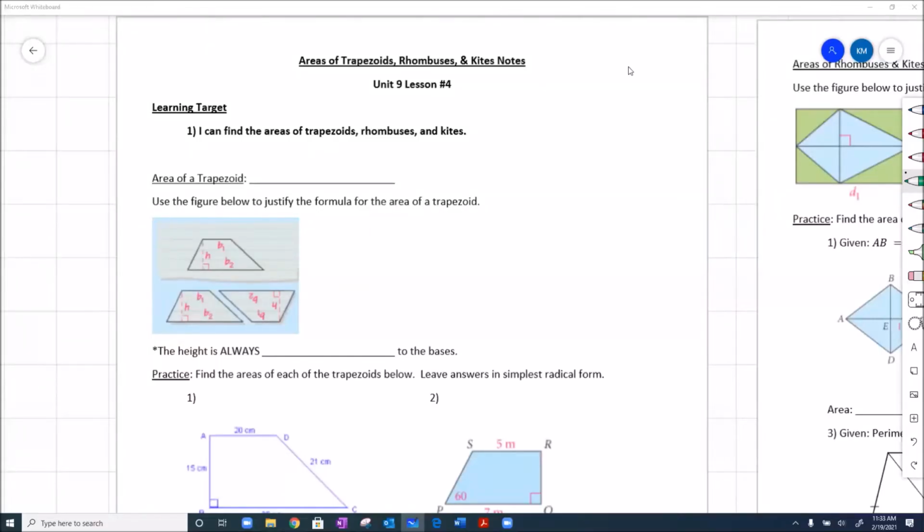Today we're looking at areas of trapezoids, rhombuses, and kites. At the end of this video, you should be able to find the areas of trapezoids, rhombuses, and kites. All right, area of a trapezoid. Here's our formula for finding that. We'll write it down and then we'll talk about how we get there.